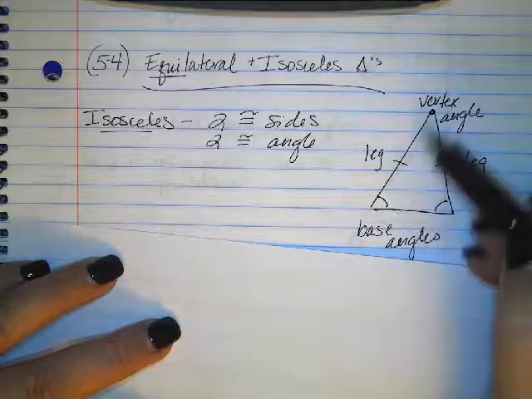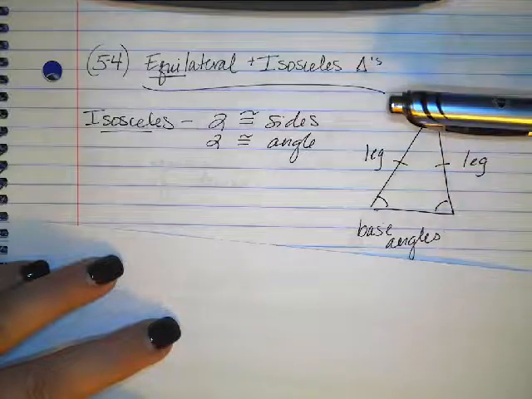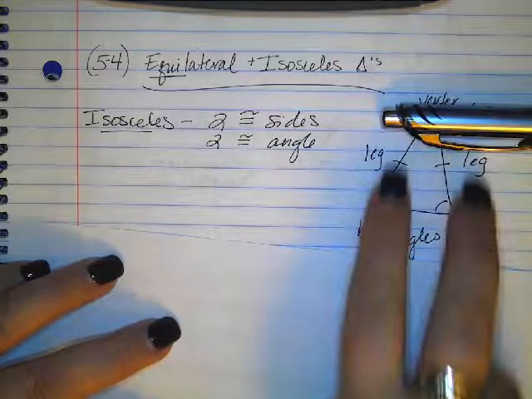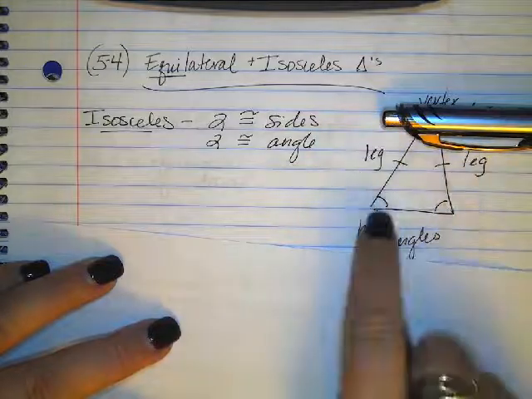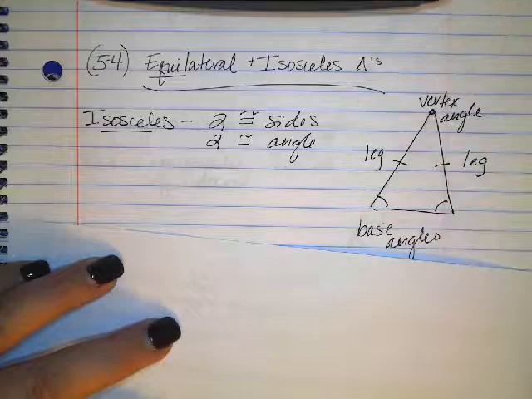So that would be sort of like the side angle side thing that we just talked about. It's an included angle. We're not talking about that one when we're talking about isosceles. We're talking about the two legs that are congruent, which means then that these two base angles would also be congruent.